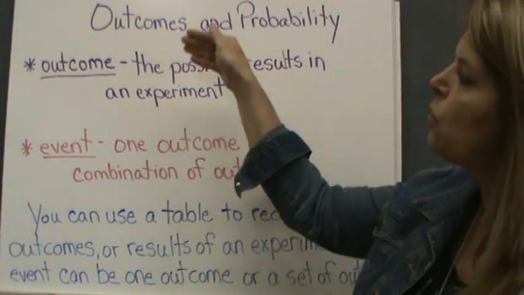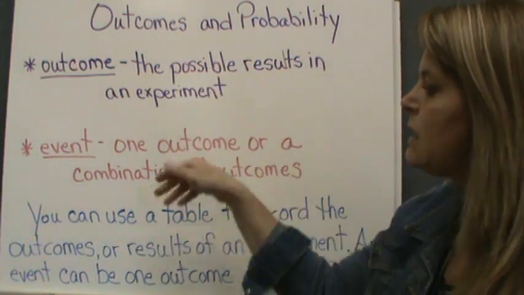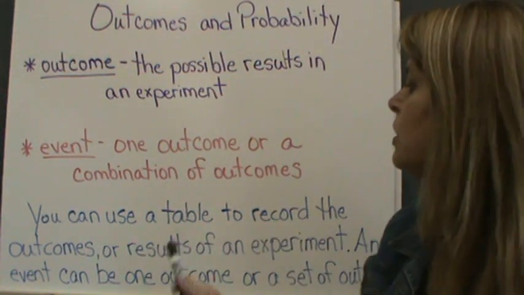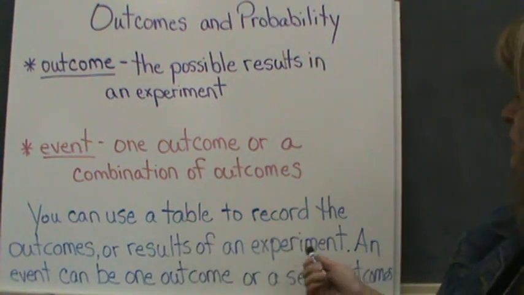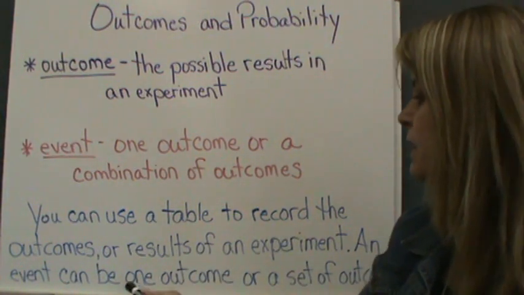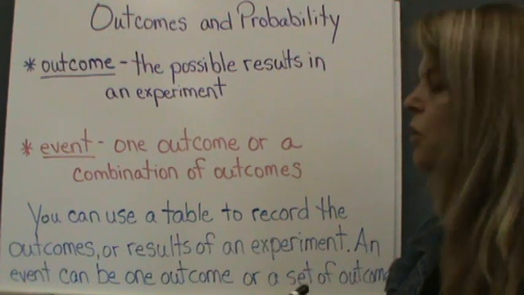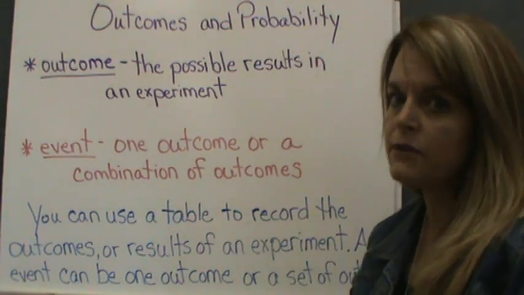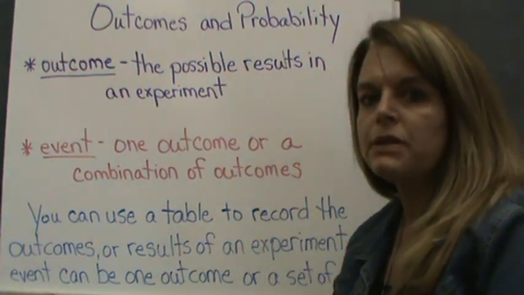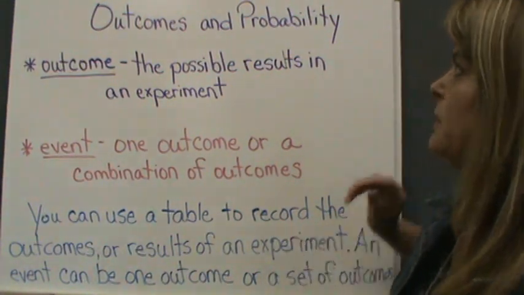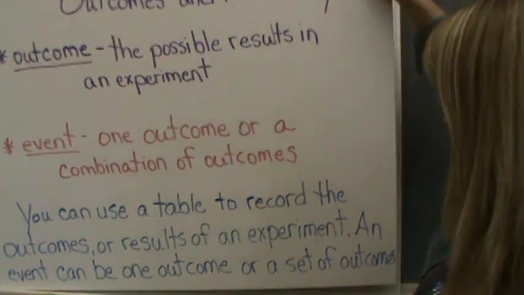One way you can record your outcomes and your events is by using a table. You can use a table to record the outcomes or the results of an experiment. An event can be one outcome or a set of different outcomes. So we're going to be looking at some different results from some different experiments in math.